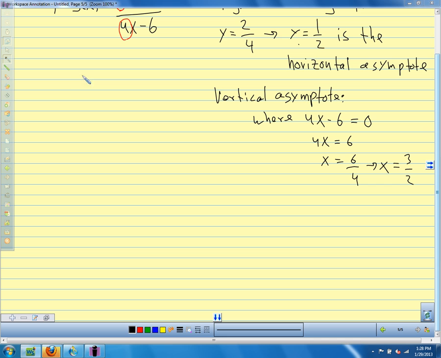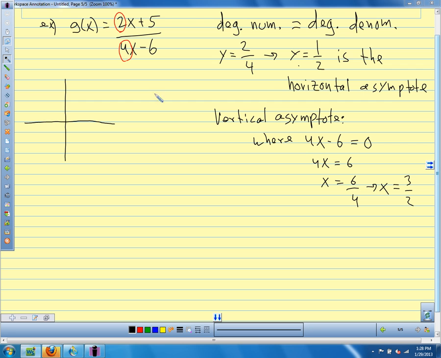So if I made a quick sketch of this graph, and we're going to go into a little more detail in just a second, my graph would look something like this. We have a horizontal asymptote at y equals 1/2, so I'd have a horizontal asymptote just above the x-axis, like so. I'd have a vertical asymptote at 3/2, so a vertical asymptote about here. And my graph turns out to look like this. So a very, very rough sketch of this graph.